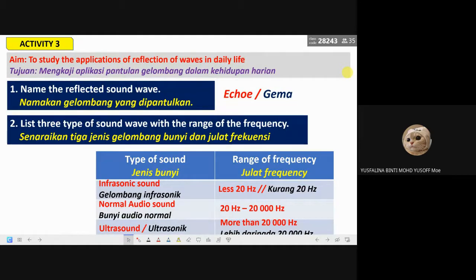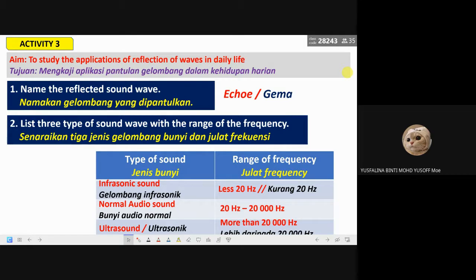So the first one, name the reflected sound wave. The reflected sound wave, we call it as the echo. Just now we learned about the water wave. Now we go to the sound wave. Sound wave also can be reflected. The reflected sound wave, we call it as the echo.